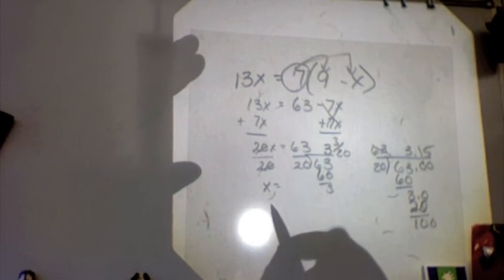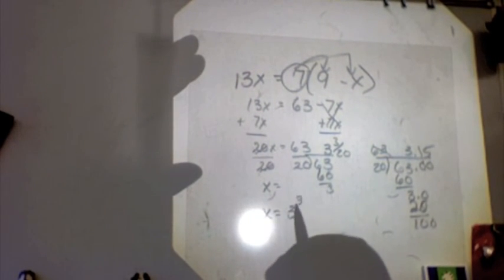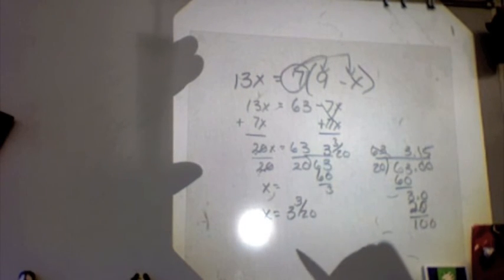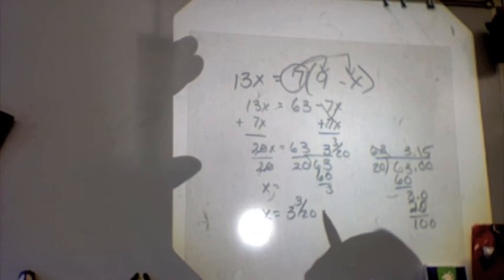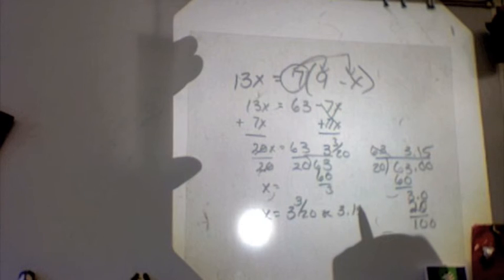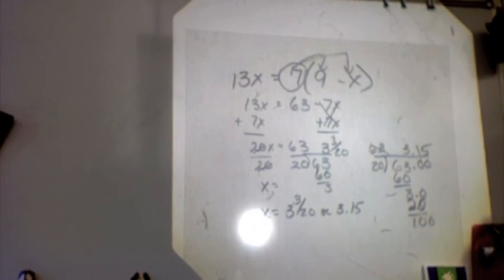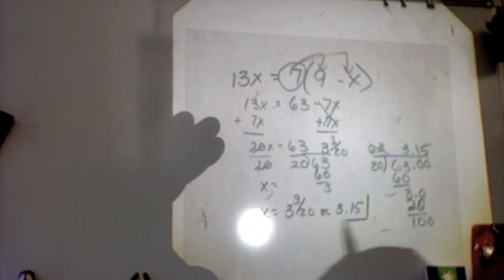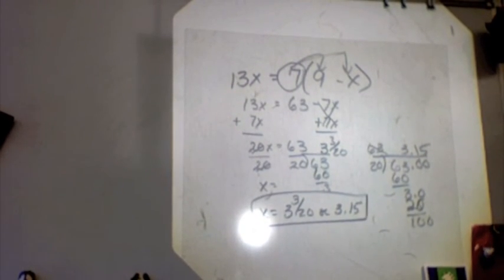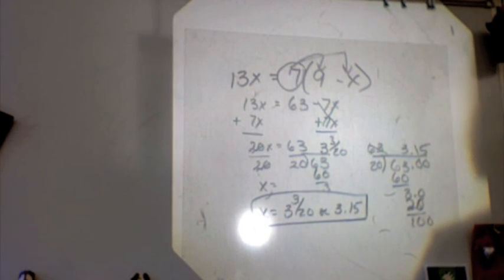So the answer is x equals 3 and 3/20ths, or it is 3.15, or 3 and 15/100ths. And box that in. You only need one of those answers. It doesn't ask you which one. You could have any one. Okay, questions on that one? Okay, that one's kind of a double one, wasn't it? It's the distributive, and it's also variables on both sides.